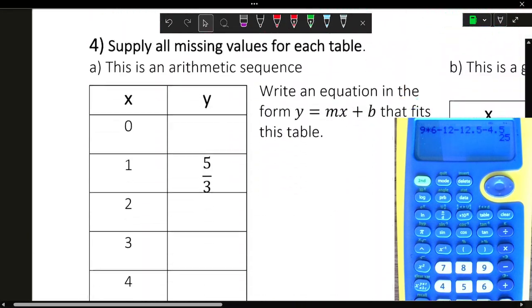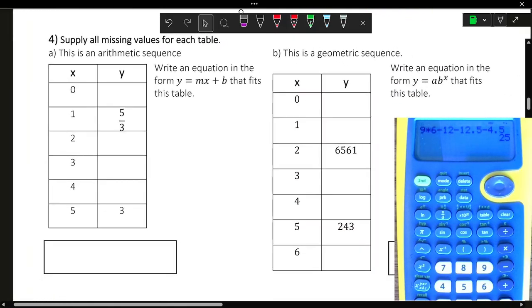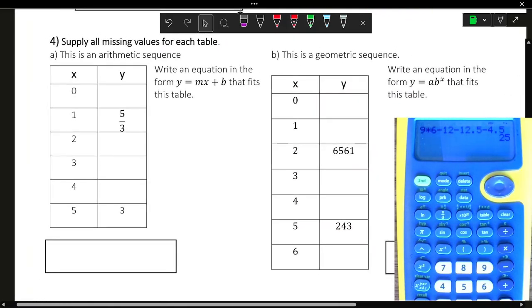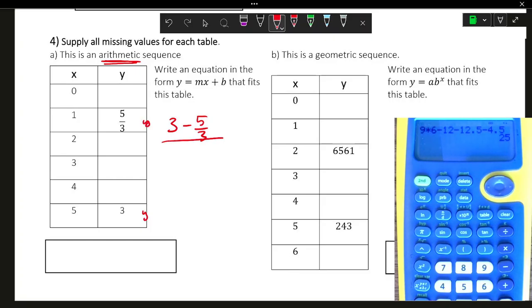All right, next question. This says, write an equation in the form y equals that fits this table. It says this is an arithmetic sequence, so I know this is growing by adding the same thing each time. I want to find that thing called the common difference. I'm just going to use the slope to get that. I'm going to take the difference in my y's: 3 minus 5/3, that's this y value minus this y value, over the corresponding x value minus the corresponding x value.